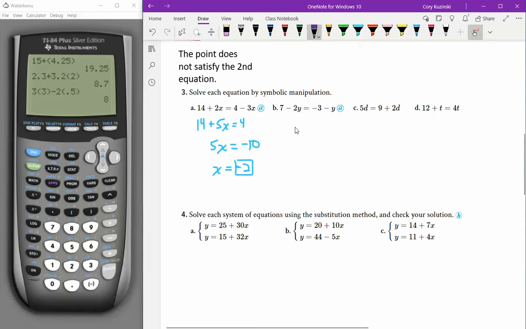All right, on this next one, let's start off by adding 2y to both sides. So that'll give me negative y plus 2y is y. And then I'm going to add 3 to both sides, and I get 10.